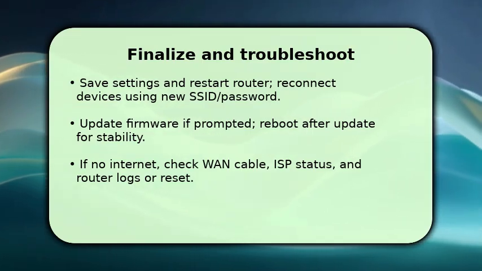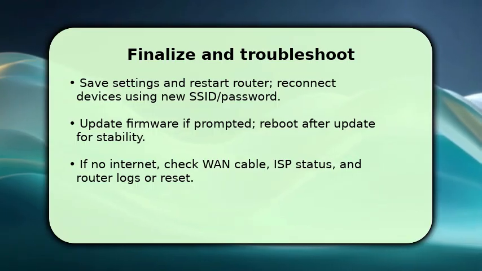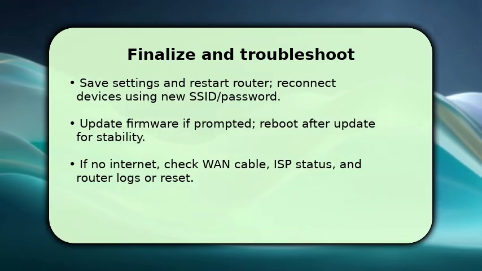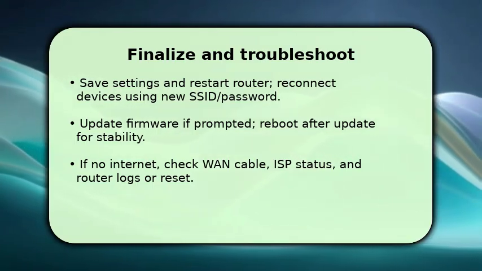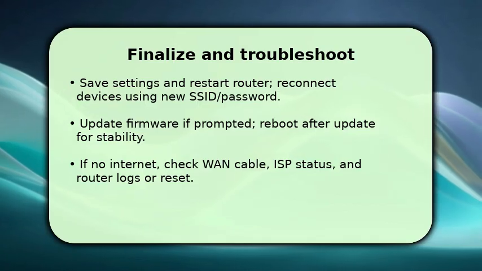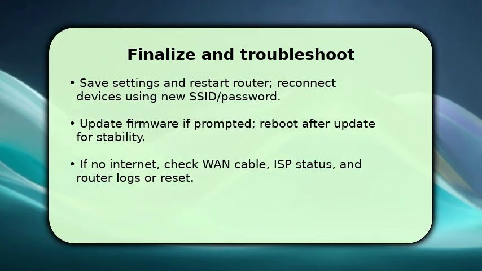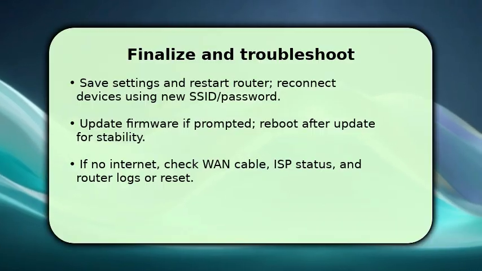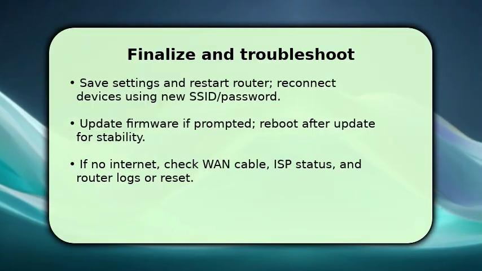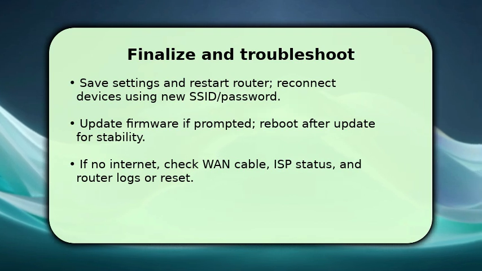If you still lack internet, check the WAN/DSL cable connection and your ISP status. Consult the router logs in the admin page for errors. A single helpful troubleshooting tip: perform a soft reset first and only factory reset if persistent configuration issues remain.